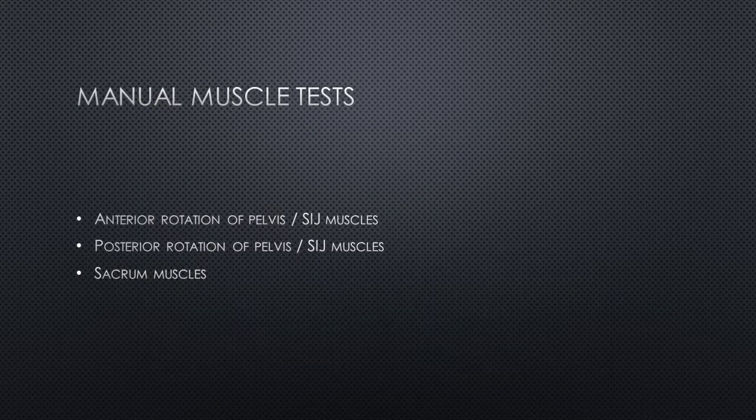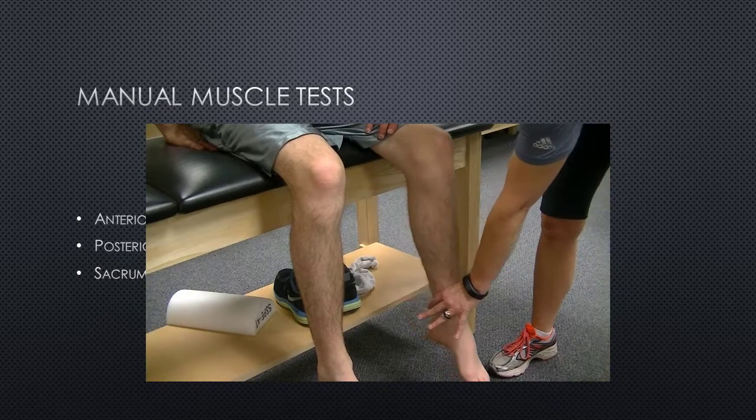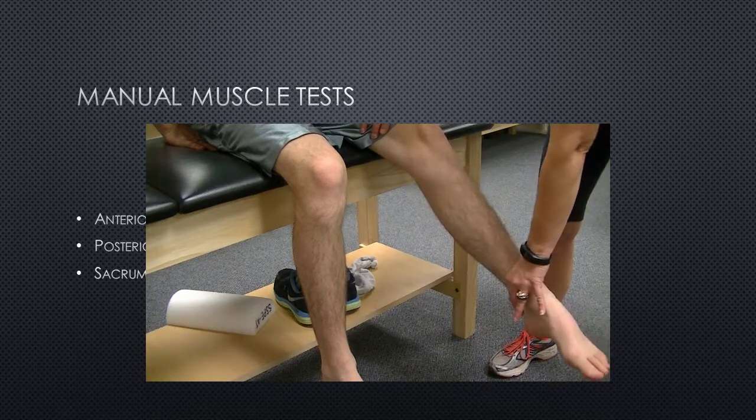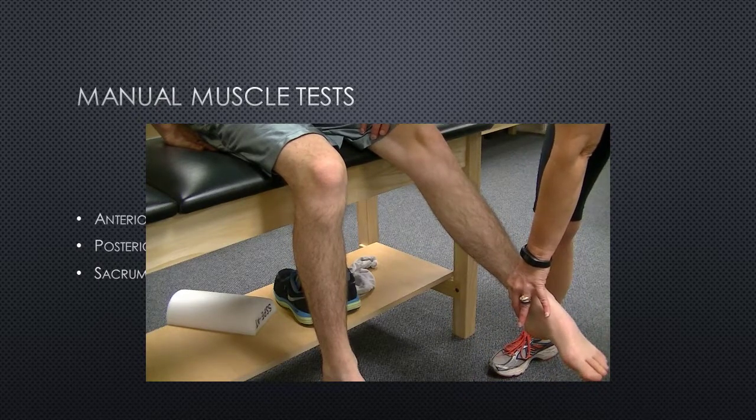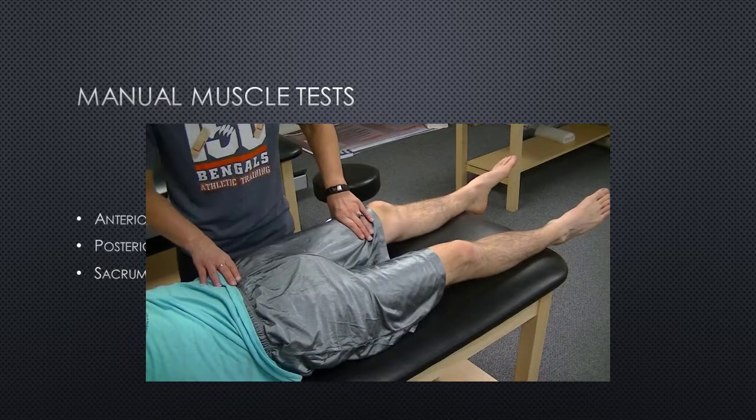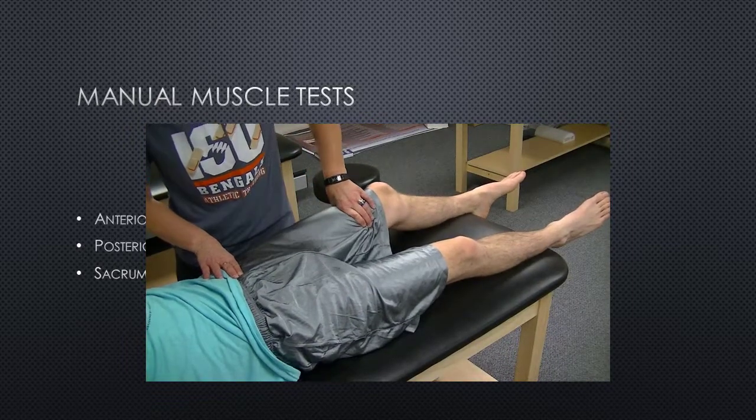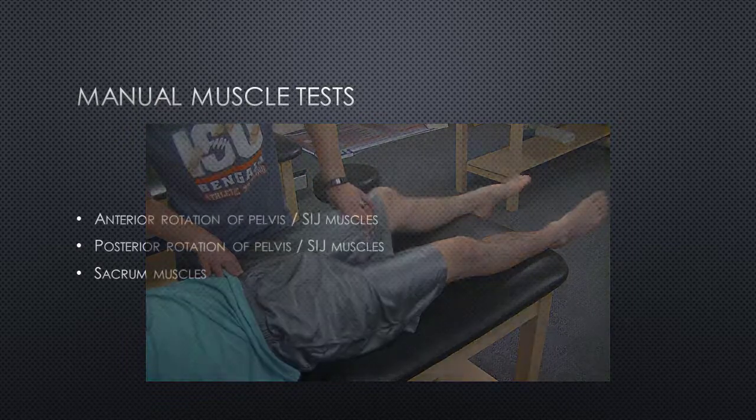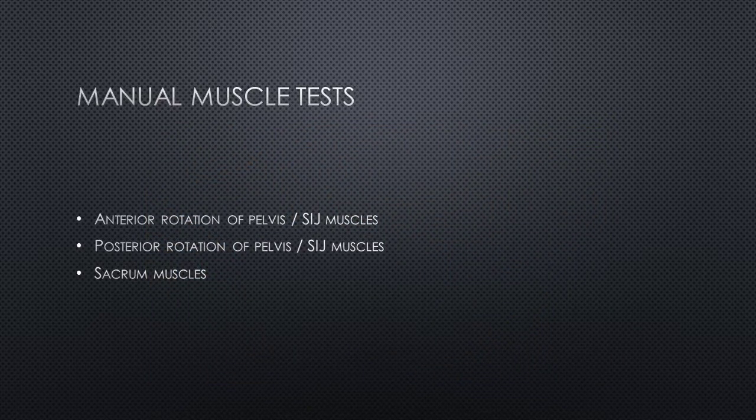For manual muscle tests, we have to assess for weakness and contraction, and muscles are going to be tested based on the movements at the pelvis. So muscles that result in anterior rotation of the pelvis and SI joint include the rectus, the sartorius, hip adductors, and the iliopsoas. Muscles that result in posterior rotation of the pelvis are the hamstrings, and muscles that affect the sacrum are the gluteus maximus and the piriformis.